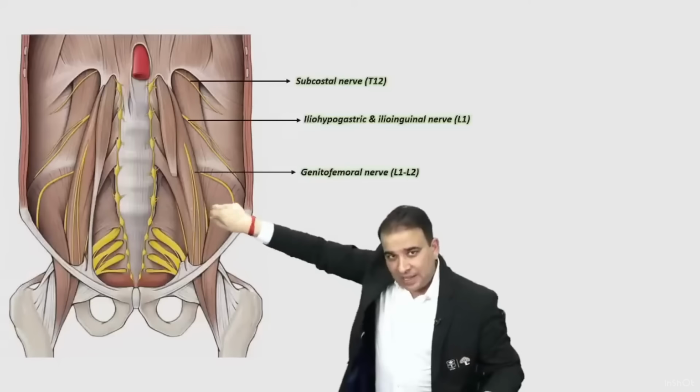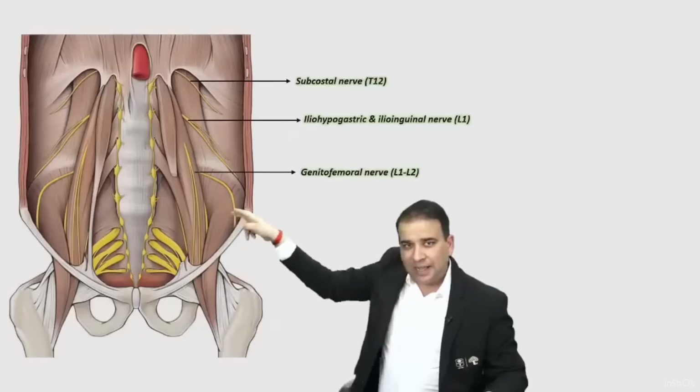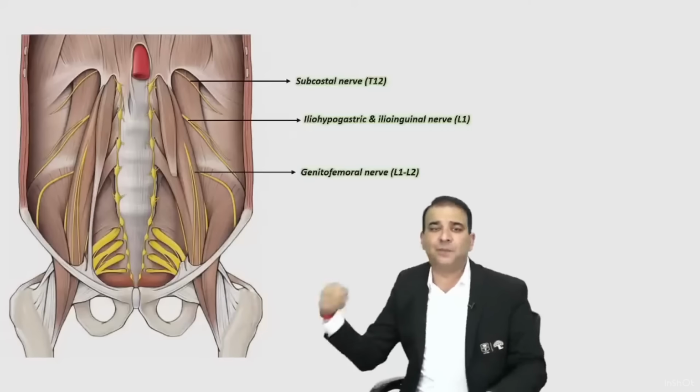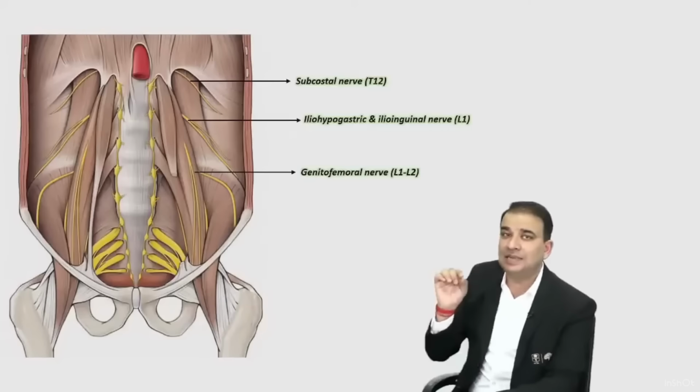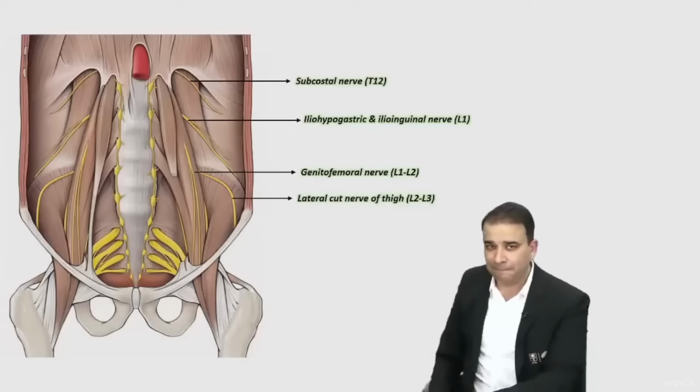It is winding inside the iliac fossa. It is running within the iliac fossa inside the iliacus muscle, and then it will be crossing the inguinal ligament, sometimes piercing the inguinal ligament also. That is the lateral cutaneous nerve of thigh.